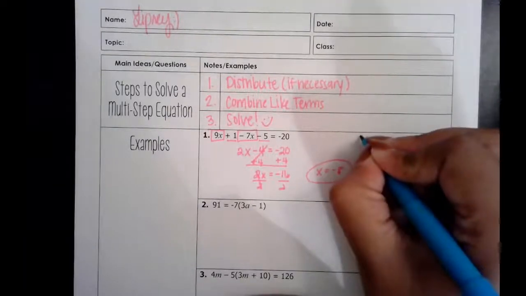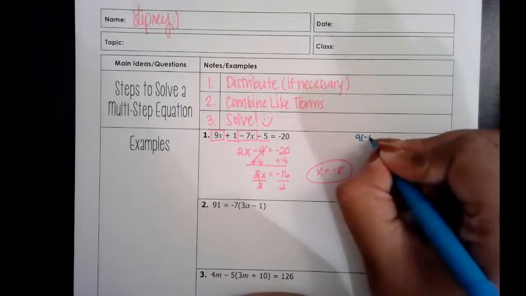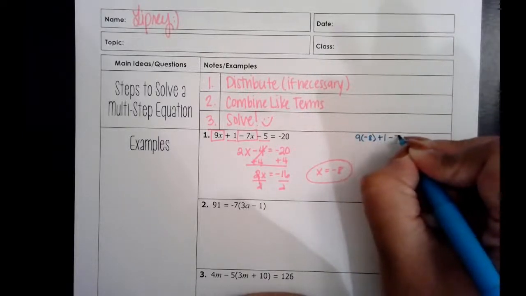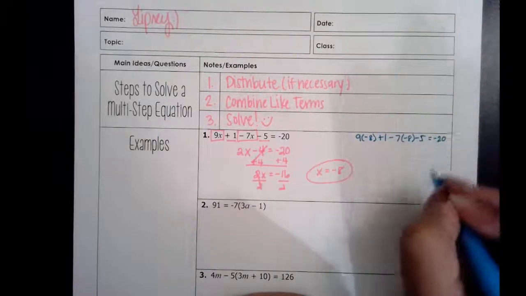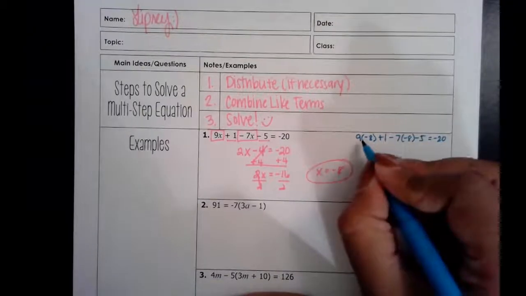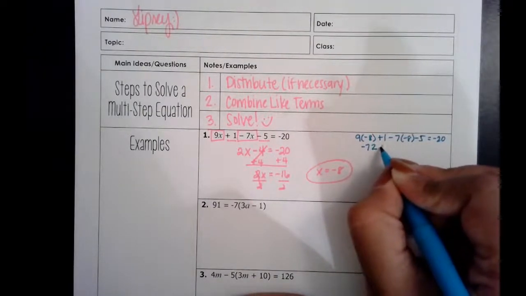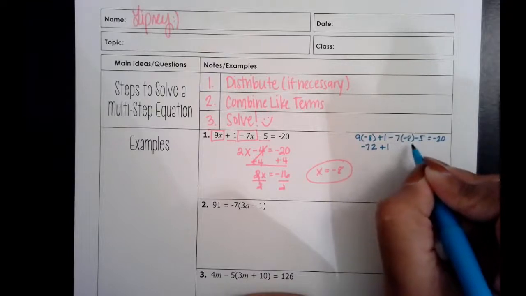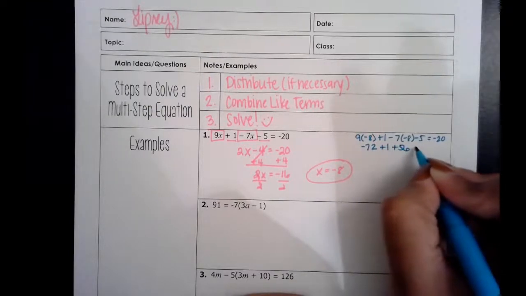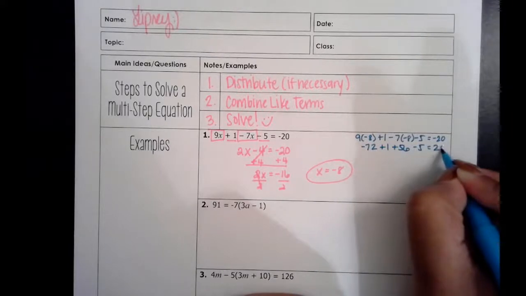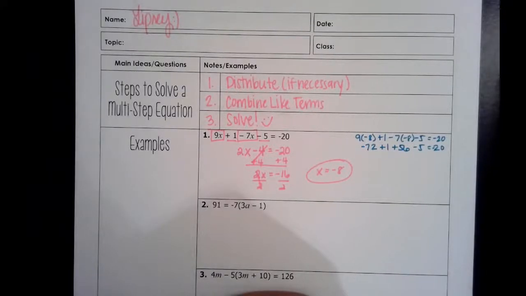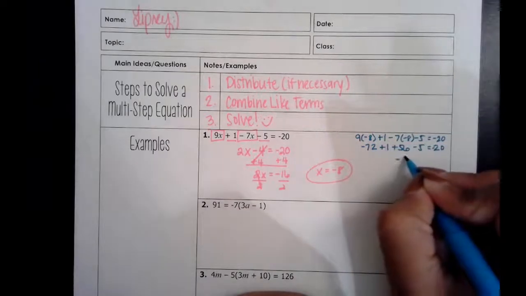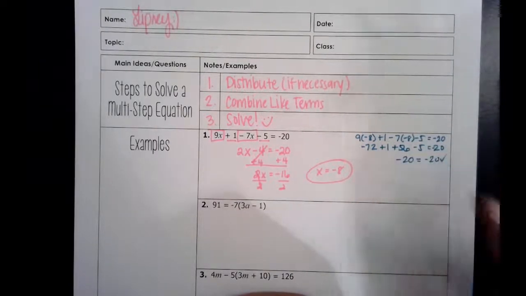So we have 9 times negative 8 plus 1 minus 7 times negative 8 minus 5 equals negative 20. So 9 times negative 8 is negative 72 plus 1. Negative 7 times negative 8 is positive 56 minus 5. So we're trying to see if this all equals negative 20. So when we put it in our calculator, we get negative 72 plus 1 plus 56 minus 5. I get negative 20. Just in case you don't believe me.